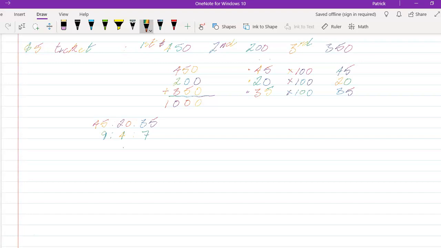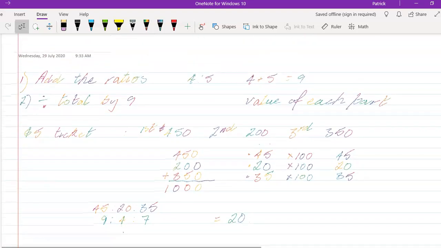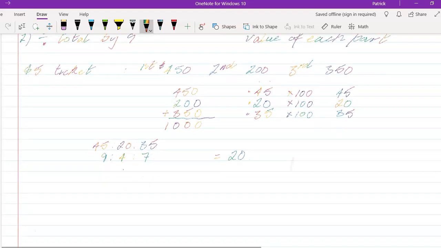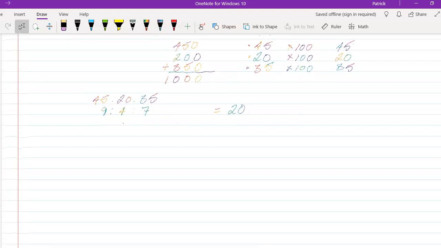To go back to step 1, add the ratios. 9 plus 4 is 13, plus 7 equals 20. So each part is worth 20. And in step two, I divide the total by 20, and then I want to find the value of each part.